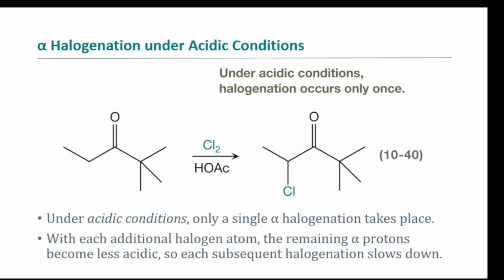Under acidic conditions, let's go ahead and check this out. If you do the similar reaction but under acidic conditions, which has a different first step, you're only going to do a single halogenation because the reaction will actually become slower as you add halogen atoms. Each halogen atom is going to pull electron density away, right? Under the acidic conditions, we're actually going to generate carbocations.